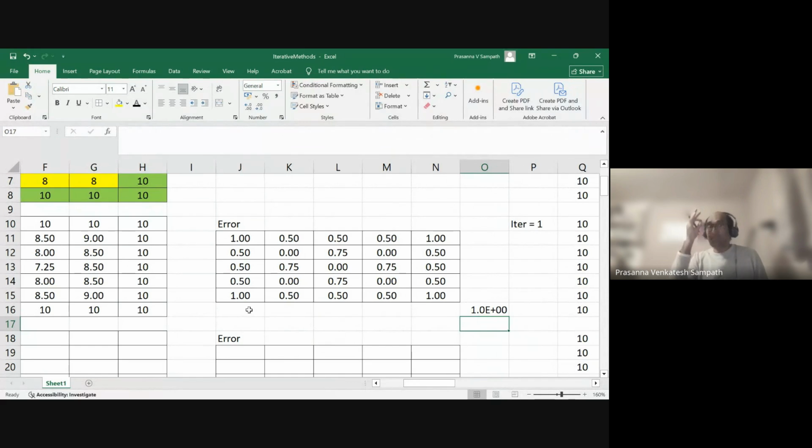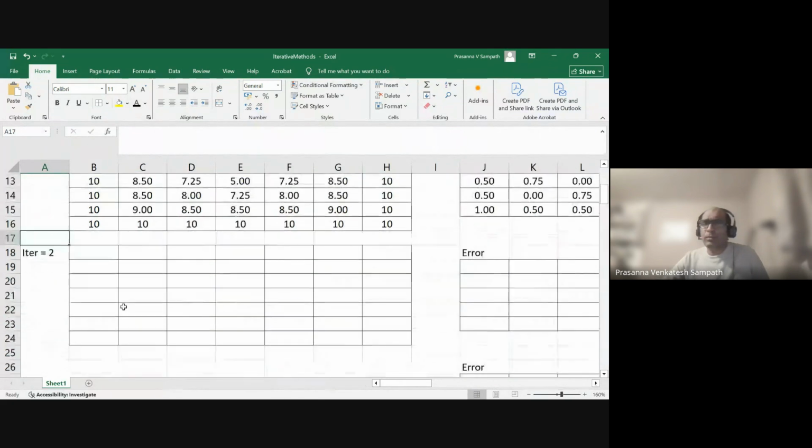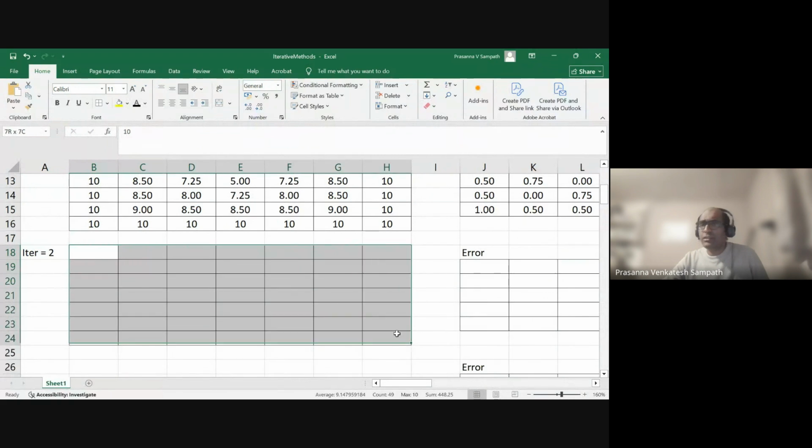Only when the maximum value of the error falls below my tolerance, I stop iterating, right? You will see that the error is different for different cells. In one cell it is 1, in another cell it's 0.5, in another cell it's 0.75, in some other cell it is 0. But that's not good enough for me. My error has to be below my tolerance in all the cells. Only then I stop iterating. So once I have this, I go to the next iteration. The process is just very mundane and straightforward.